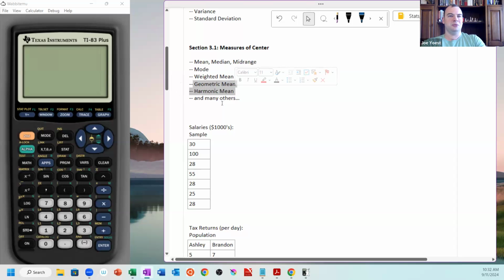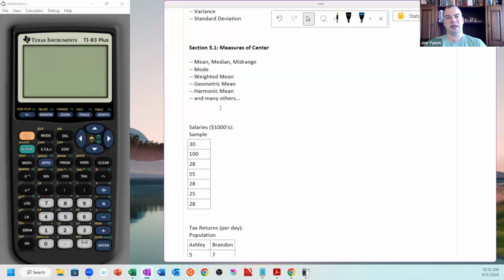Some others that are used in more specialized cases are the geometric mean and the harmonic mean. If you're in engineering, you might see something like root mean square. There are lots of different types of means, lots of different types of measures of center.